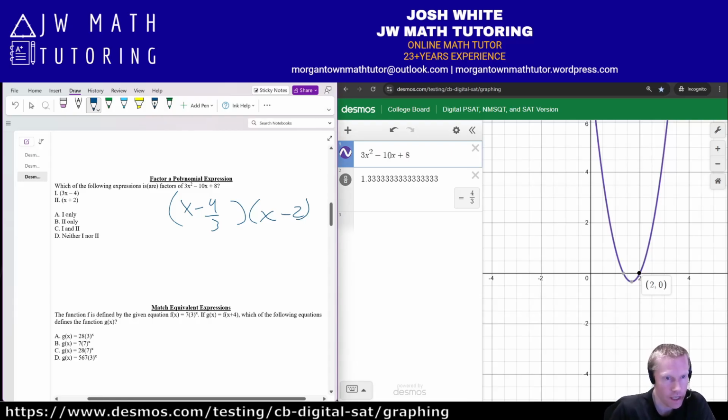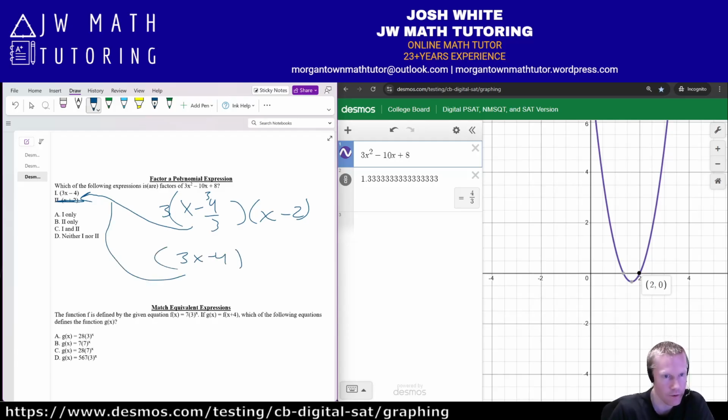So, okay, obviously x plus 2 is going to be wrong because we have x minus 2. But the question is, does this equal this? So if you're doing the factoring method, essentially what you want to do is clear any fractions by multiplying by whatever the denominator is. So in other words, you multiply both terms here by 3, and that turns this into 3x minus 4. And now you can see that, yes, it does match number 1 up here. So the correct answer for this is just going to be letter A.